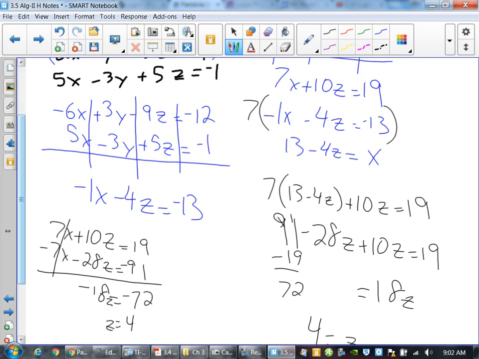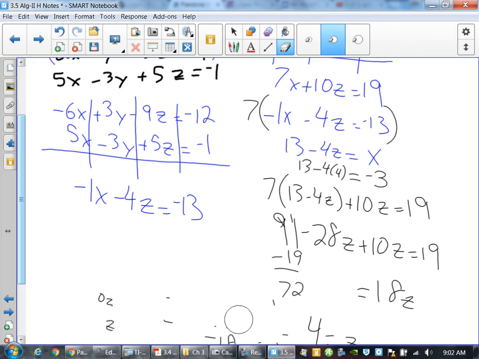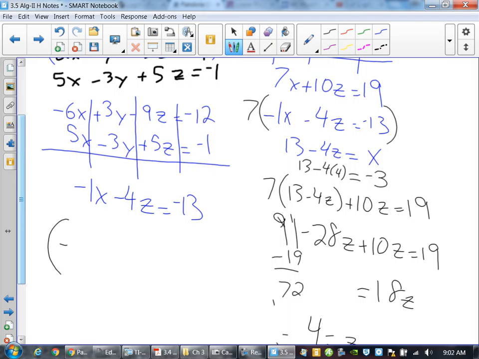Alright, so we have 13 minus 4 times 4 is negative 3. What's that? That's that lattice method. I never knew how to do that. Good. You're better off. So you have ordered pairs then of negative 3, comma something, and 4. How do we figure out what y is? Substitute back in. Yeah, you just substitute back in and go from there.